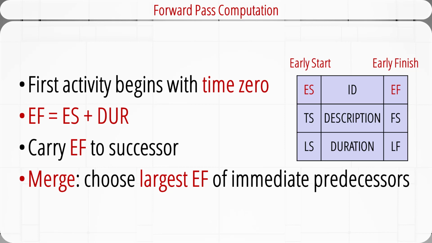However, if the successor is a merge activity, the largest early finish time, EF, of all its immediate predecessor activities should be carried to the merge activity as the early start, ES. This process is repeated along each path of the network until all the activities have been covered. This method may seem complex. Let's see an example to understand how it really works.